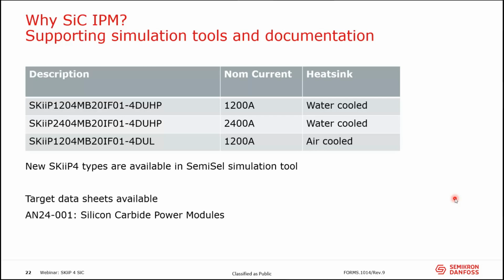All new SKiiP 4 types that are listed in the table are available in our SemiCell simulation module. So the performance can be checked. We have target datasheets available on request, and for a short time we have issued an application note for the silicon carbide power modules, where the explanations are given how the datasheets can be understood and much more information.